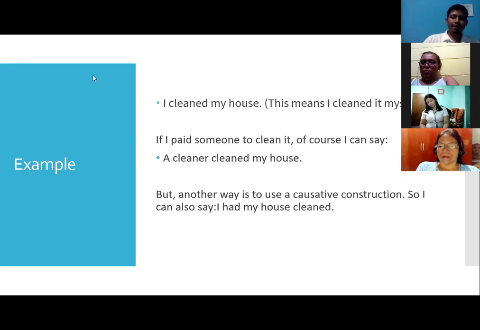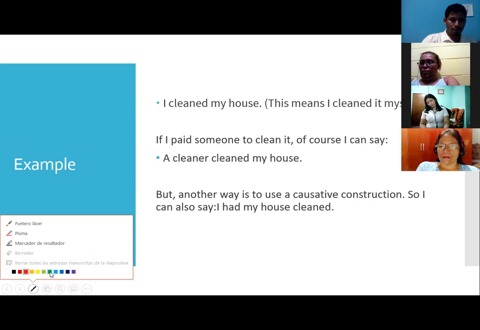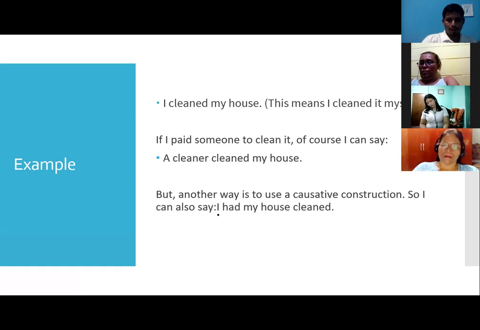This is a good example of writing causatives. I will use the marker right now to highlight this part. Okay. I had my house cleaned. Okay. I had my house cleaned. This action has been done by someone else. Let's see. Let's go to the following.